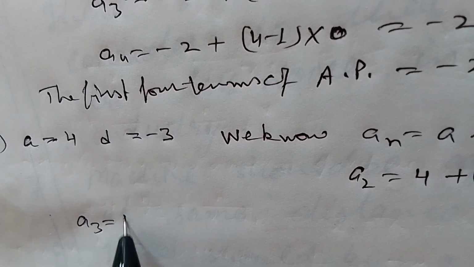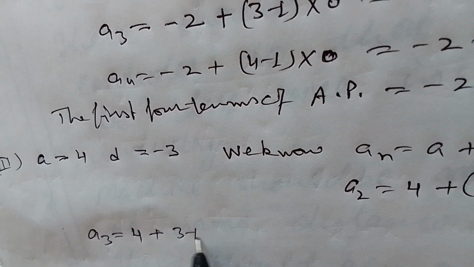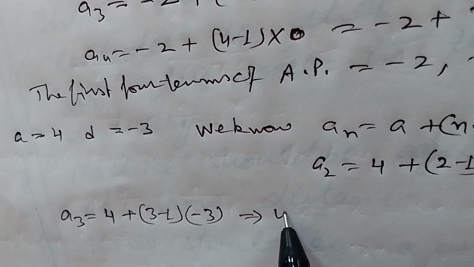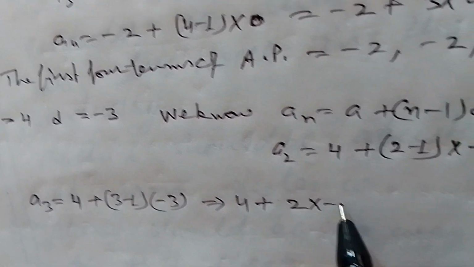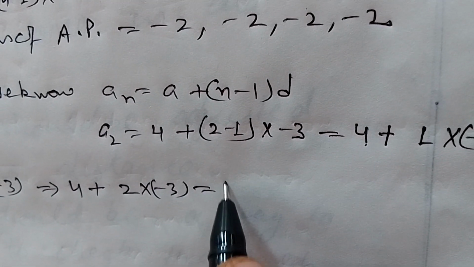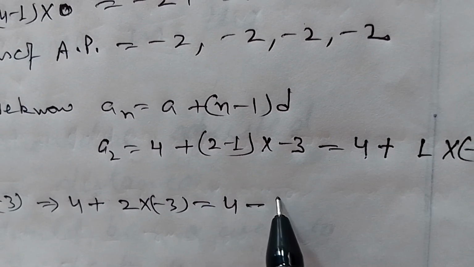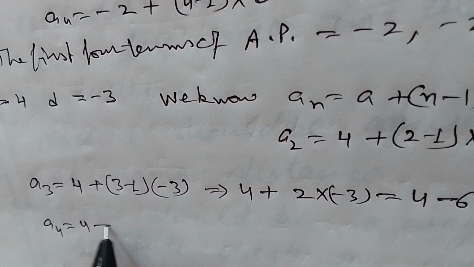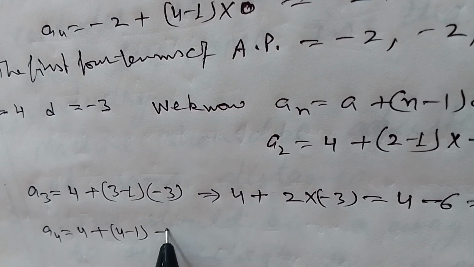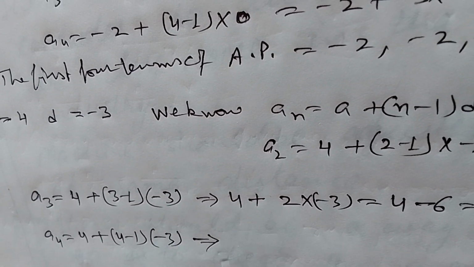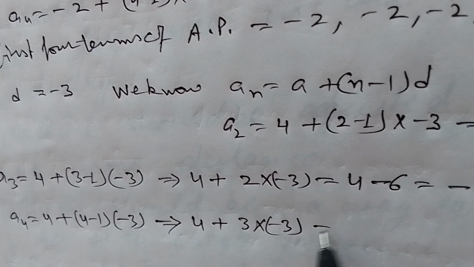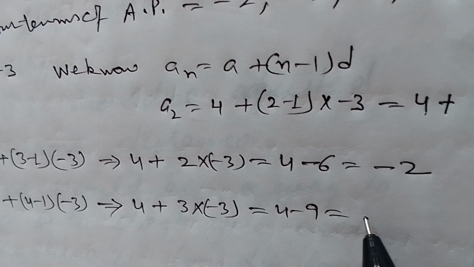Now a3. For a3, an is equal to 4 plus 3 minus 1 multiplied by common difference minus 3. So it will come out to be 4 plus 2 multiplied by minus 3. That comes out to be 4 minus 6. It comes out to be minus 2. Then a4 comes out to be 4 plus 4 minus 1 multiplied by minus 3. It comes out to be 4 plus 3 multiplied by minus 3. That comes out to be 4 minus 9. That comes out to be minus 5.